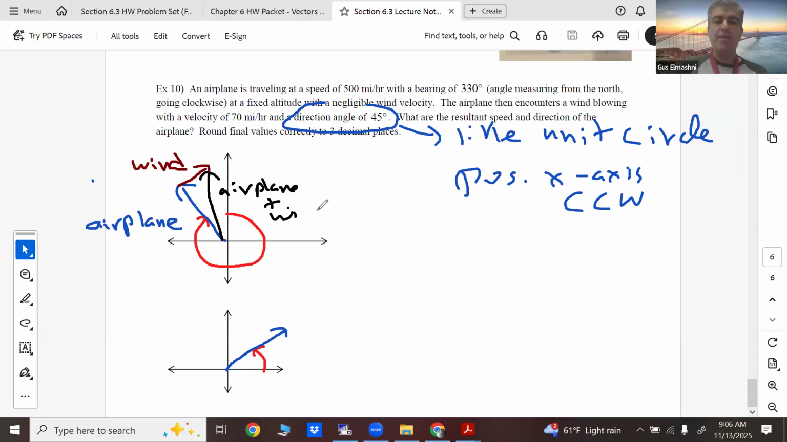So how do I do this? I need to break down each vector into their components. That's the only way I could do this. Addition. And you have to add the two vectors. That's why we have vectors.